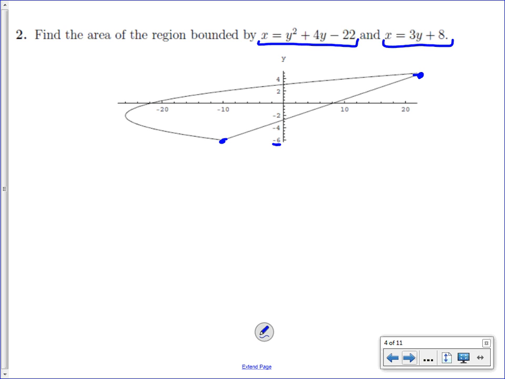And I came up with that, again, by just setting the functions equal to each other, and then solving it for 0. You end up with a quadratic, you factor it, and we get negative 6, positive 5. Okay, so those are going to be our limits of integration. So whenever you're integrating along the y-axis, instead of thinking about it as upper minus lower, you want to think of it as right minus left.